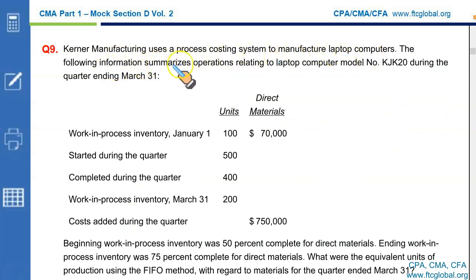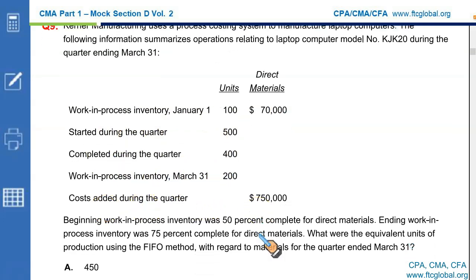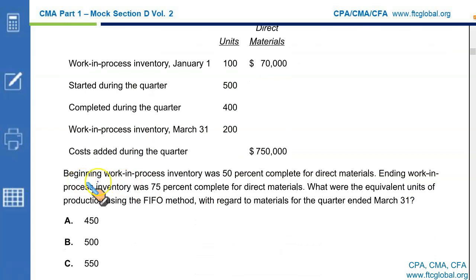Kernel Manufacturing uses a process costing system to manufacture laptop computers. The following information summarizes operations relating to laptop computer model KJK20 during the quarter ending March 31st. Work in process 100 units, this much material added. Started during quarter 500, completed 400, work in process 200, and cost added during the current period 750,000. What exactly are we required to do? Beginning work in process inventory was 50% complete for direct material.